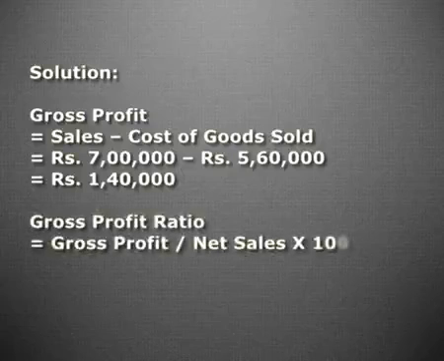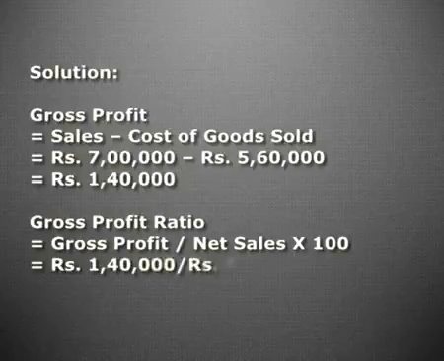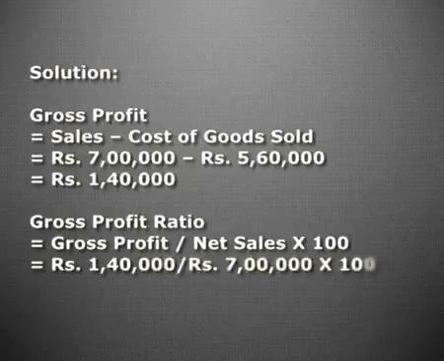Gross profit ratio is equal to gross profit divided by net sales into 100 is equal to rupees 1,40,000 divided by rupees 7 lakhs into 100.